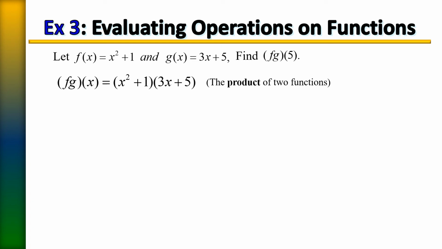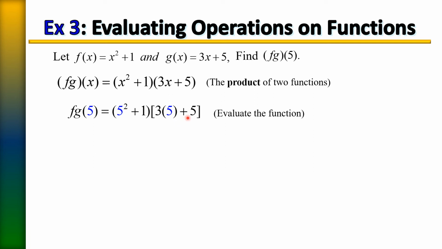So I'm going to remove all the x's and replace them with 5. When we do so, it looks like so. Now let's do the math. 5 squared is 25, and then 25 plus 1 is 26. On the other binomial, we have 3 times 5, which is 15, and 15 plus 5 is going to give us 20.